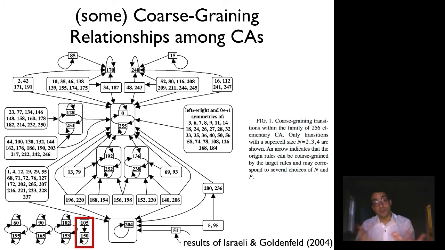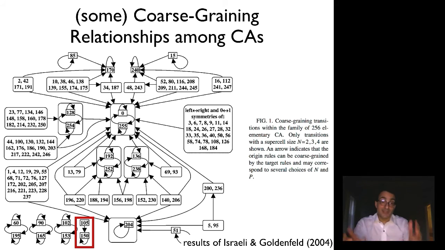Of course, now you're going to be coarse graining twice, and it's harder for Israeli and Goldenfeld to find those. But if you look at this chart, what you should see is, for example, that not only does Rule 23 coarse grain to Rule 128, and not only does Rule 128 coarse grain to Rule 0, but it should also be possible for Rule 23 to coarse grain all the way down to Rule 0 just by doing 2 projections and zooming out even further.